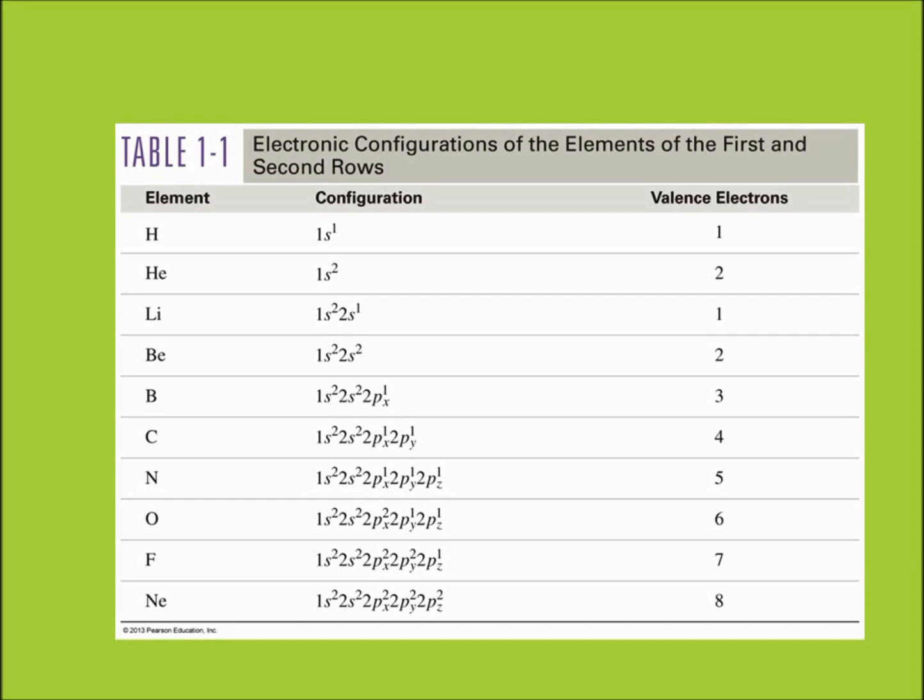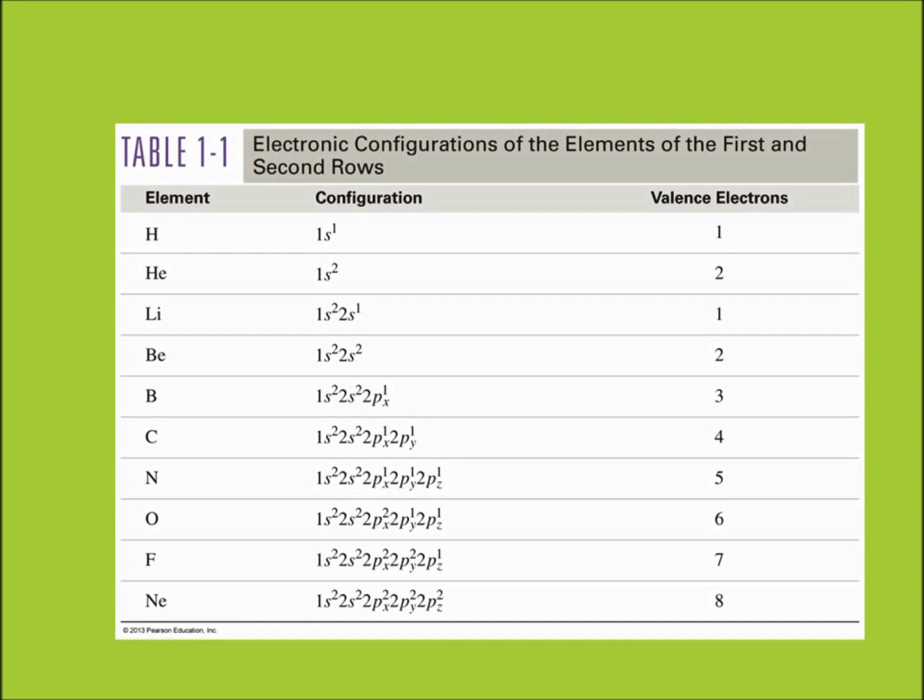When we get to lithium, which has 3 electrons, we place the first 2 electrons in the 1s orbital to get the 1s2 electronic configuration, and then the third electron is placed in the 2s orbital. The next element is beryllium, which has 4 electrons. Here we fill the 1s orbital with 2 electrons, and then we fill the 2s with 2 electrons.